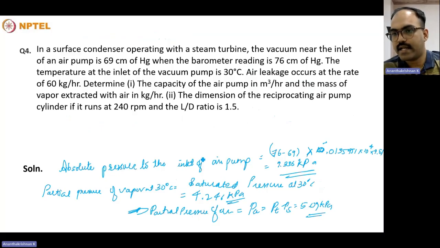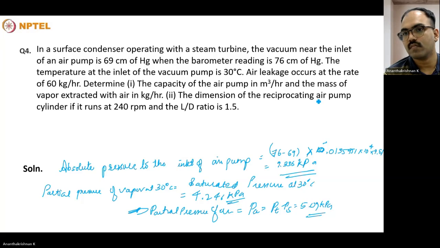So it's a slightly tricky question because this is nothing like what we have seen in the previous cases. It requires a bit of psychrometric calculation. So in this case, 76 centimeters is the total barometer pressure, and 69 is the vacuum pressure. So the difference in the pressure will be taken at the inlet, that will be the actual pressure at the inlet, that will be actually leaked into the vacuum pump.